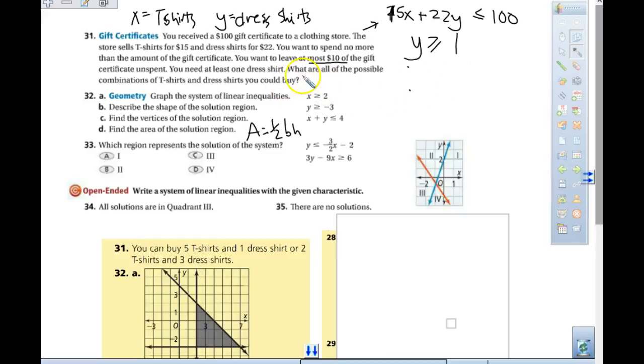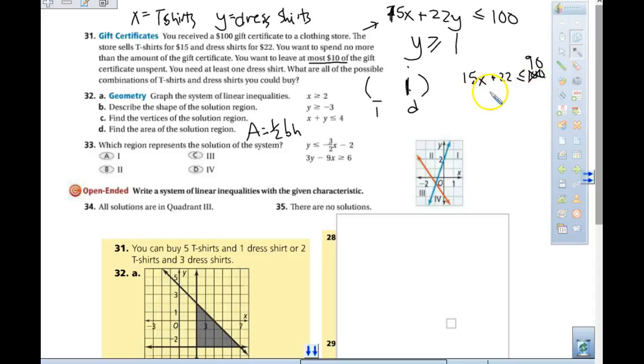And all it says is what are some possibilities? So could we have only one dress shirt? If I get one dress shirt, if y is 1, okay, so I think of my ordered pair, this is my t-shirts and this is my dress. If I have one, I put in 15x plus $22, right? And here I have less or equal to 100. Can I change this to just be less or equal to 90? Does that make sense? Can I say that I want to have at least $10 left and what are the possibilities?